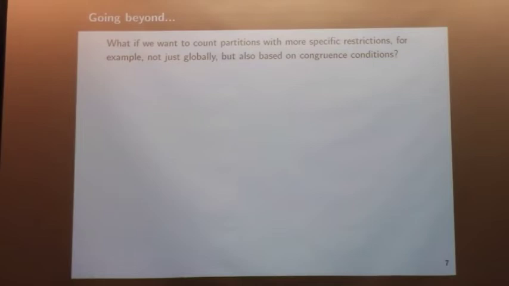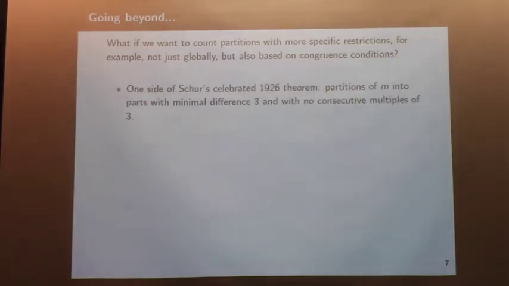Okay. So going beyond, what if we want to count partitions with more specific restrictions? For example, not just globally, but also based on congruence conditions. So what do I mean by that? Consider one side of Schur's celebrated 1926 theorem: partitions of n into parts with minimal difference 3, and with no consecutive multiples of 3.